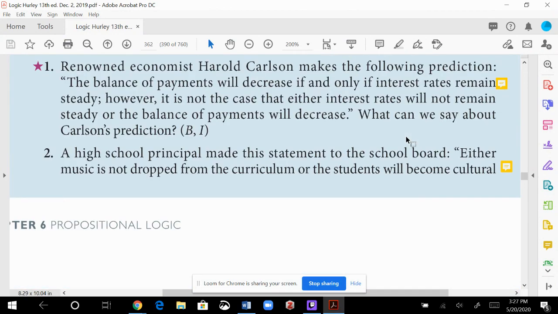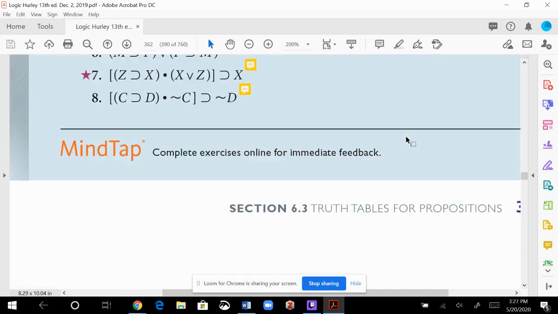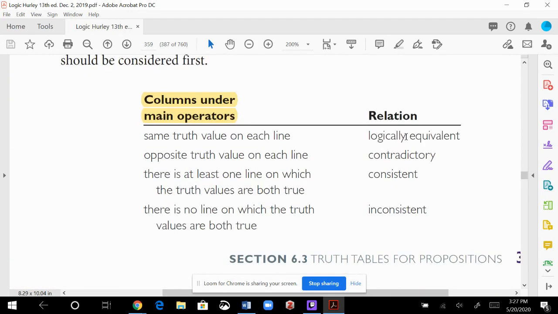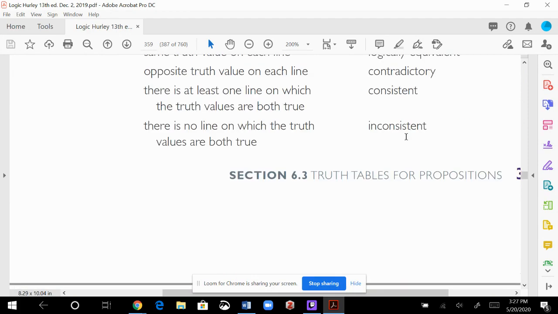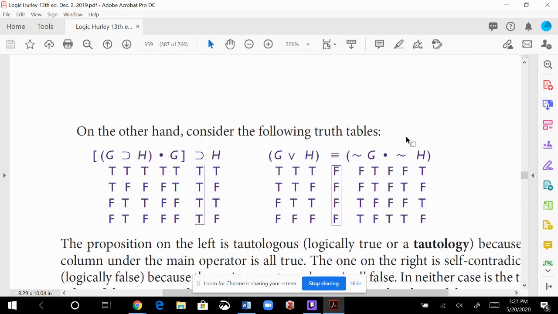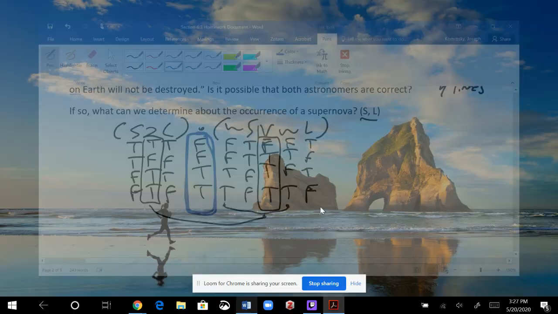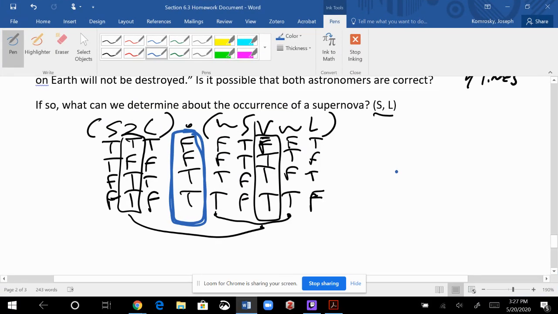Just as review, we're not dealing with multiple statements, right? We're dealing with one statement. Are they all true, all false, or at least one true and one false? Okay, so the whole thing's contingent, right? Because we have at least one true and one false. So we know this whole thing's contingent. Look how sloppy my correction is. Okay, so we know the whole thing is contingent.